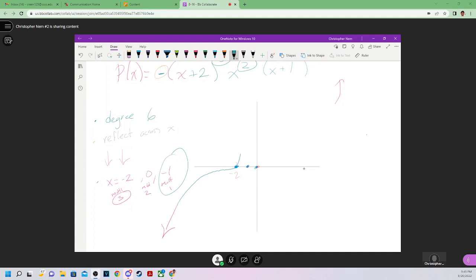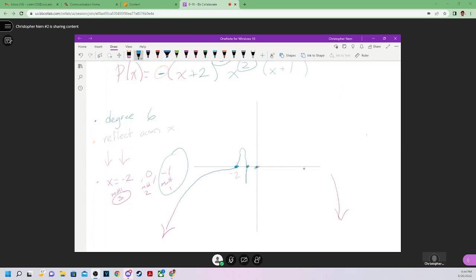But now, this has multiplicity 1. So that means I have to cross through on this one right here. It has to cross through straight up. It does not oscillate as much. It just crosses straight through. And then the last one. Oops. I drew my end behaviors wrong. It should have been both down. I apologize for that.